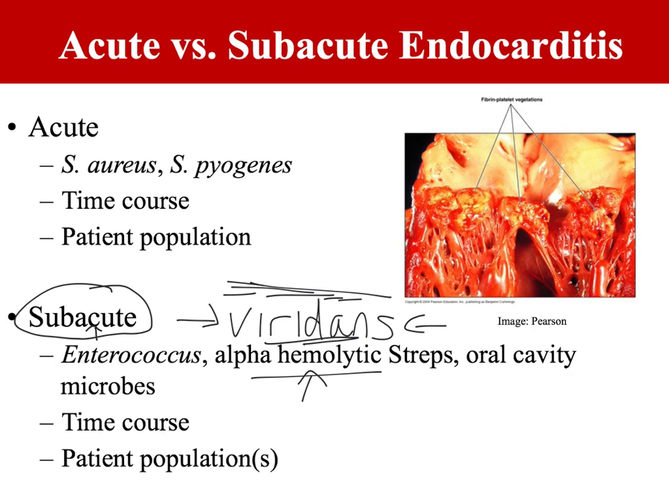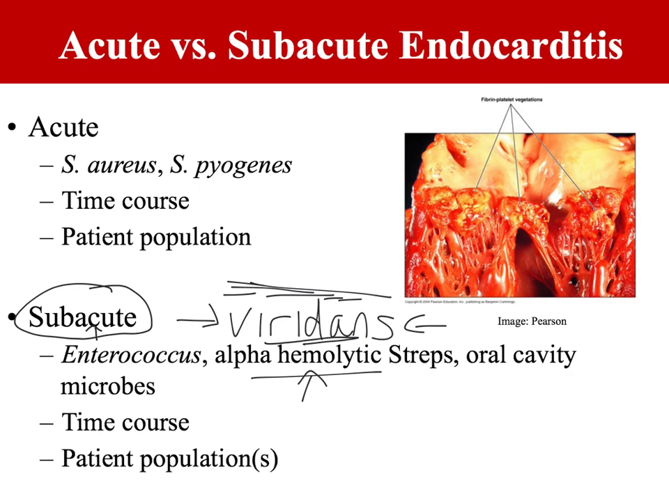So you're going to want to look for patients with underlying valve defects. They're at higher risk for subacute endocarditis. The other big patient population that you want to watch out for are patients with missing teeth or any kind of dental issues where they're going to have repeated teeth pulls or repeated introduction of oral cavity organisms into the bloodstream.